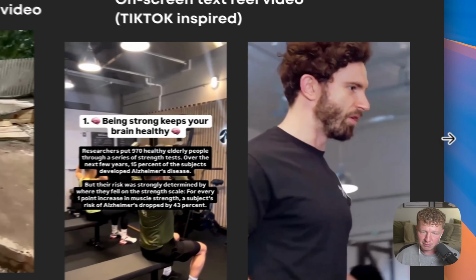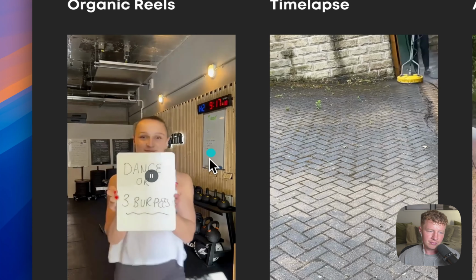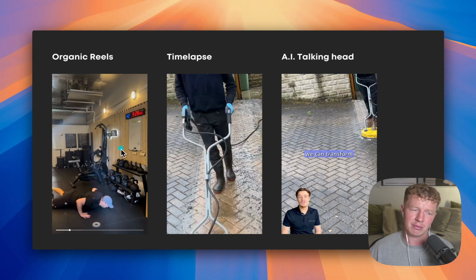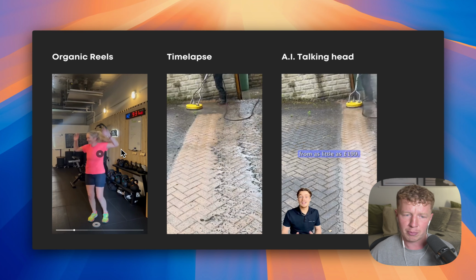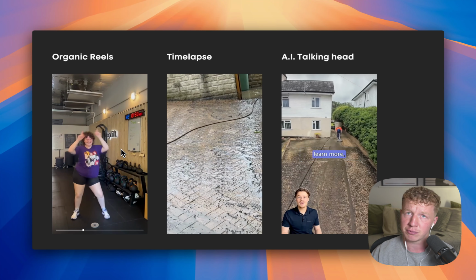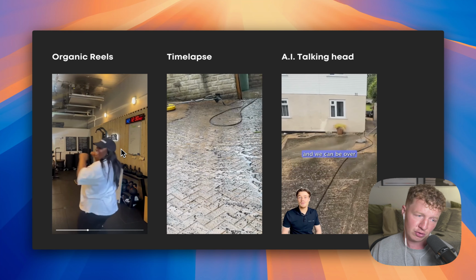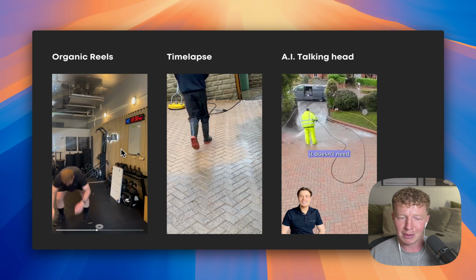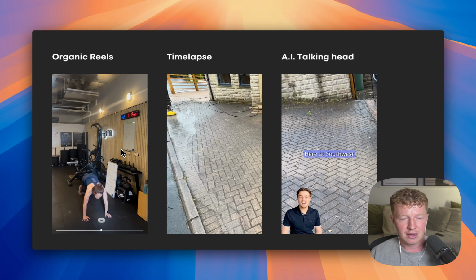It's very, very simple. Same sort of style here. This one is actually very different, like a dance or burpees challenge in the gym. If you've got a client that does a lot of posts organically anyway, you don't have to recreate everything from scratch. You can take a lot of that content that did well on Instagram and repurpose it as ads, and that can work really well. Time-lapse videos does what it says on the tin.